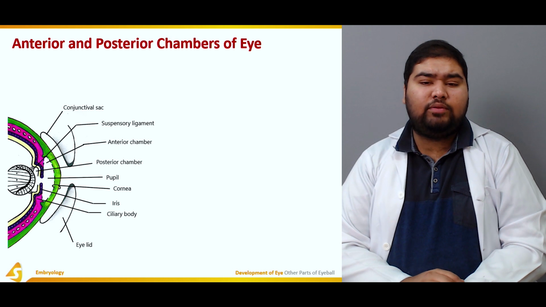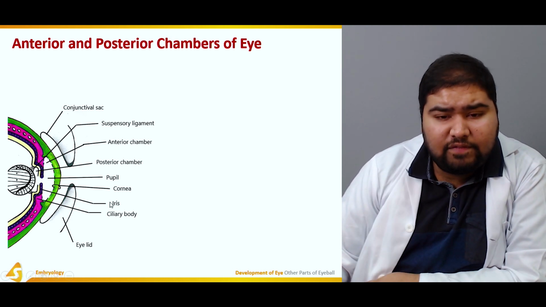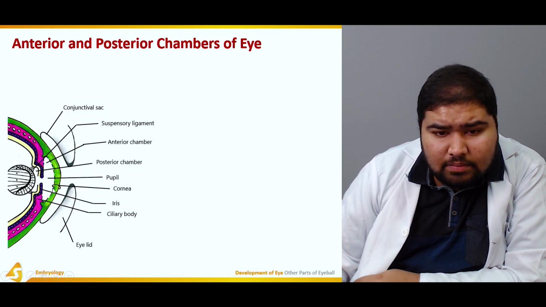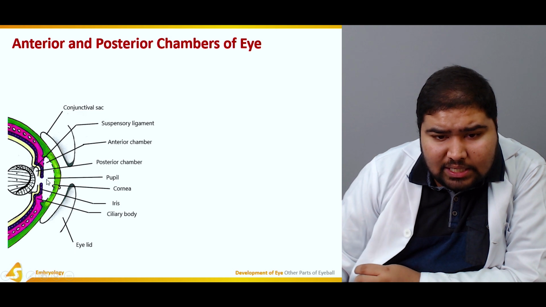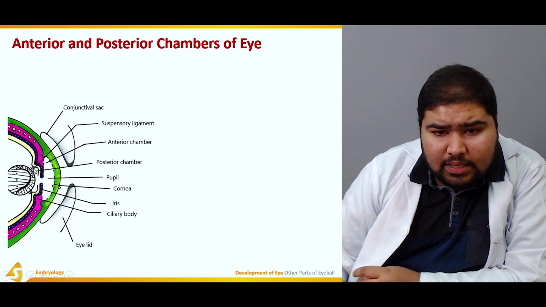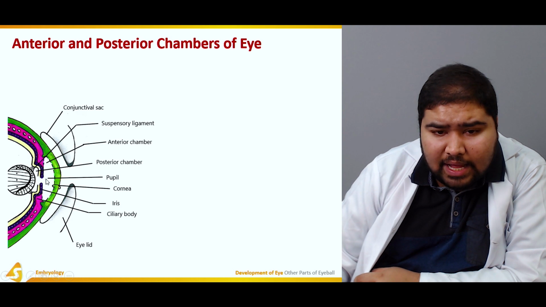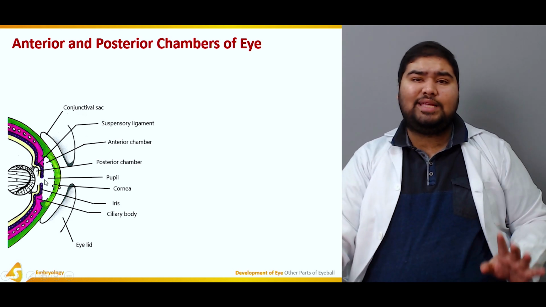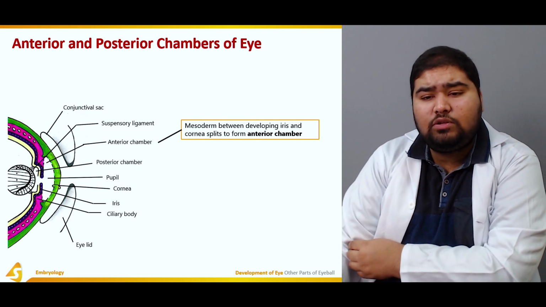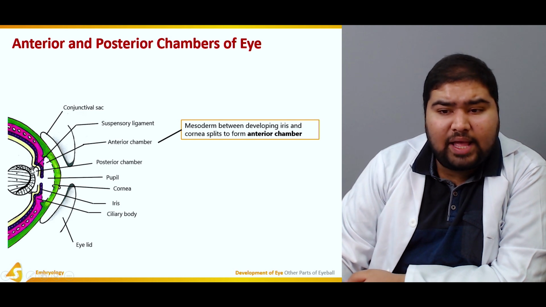Now, let's talk about the anterior and the posterior chambers of the eye. In the figure here, you can see this is the anterior chamber, the region between the cornea and the pupil. And this is the posterior chamber, between the lens and the pupil. So let's see what the anterior and posterior chambers are. The mesoderm between the developing iris and cornea splits to form the anterior chamber.